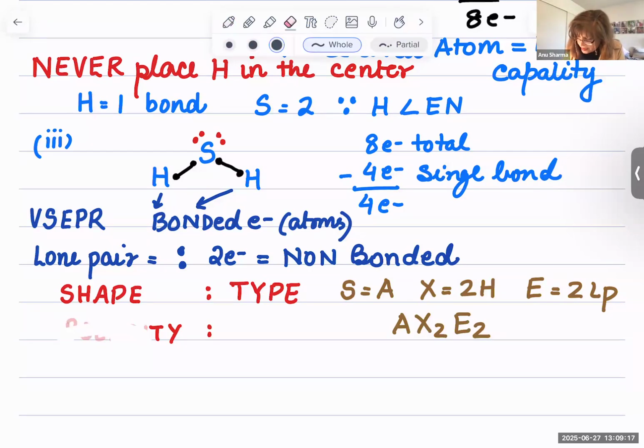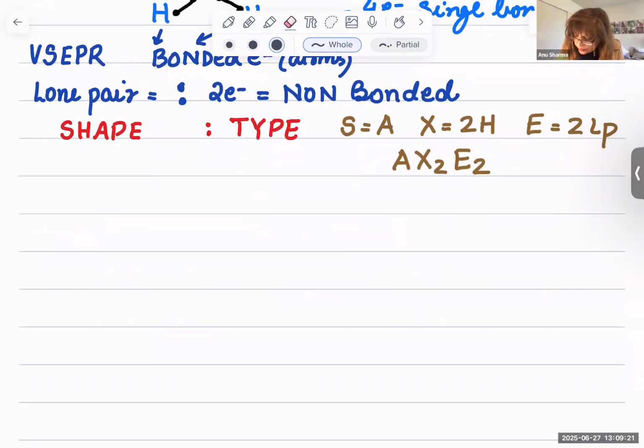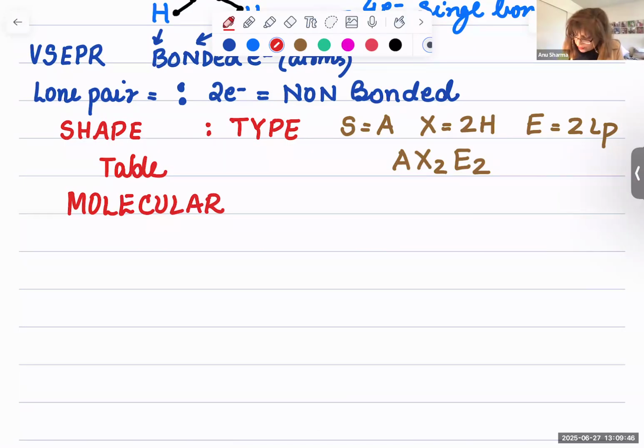AX2E2. AX2E2 means that A is for sulfur, X2 is the 2 hydrogens, E2 is the 2 lone pairs. That's how. Now you look at the table for that. You just look at the molecular geometry. For your course, it's molecular, but if there's somewhere in the question the electron geometry is given, you look at the question and go from there.